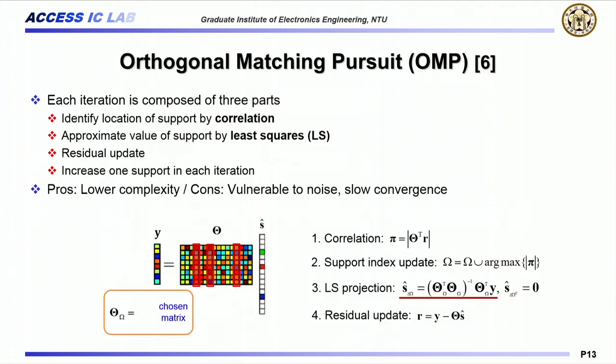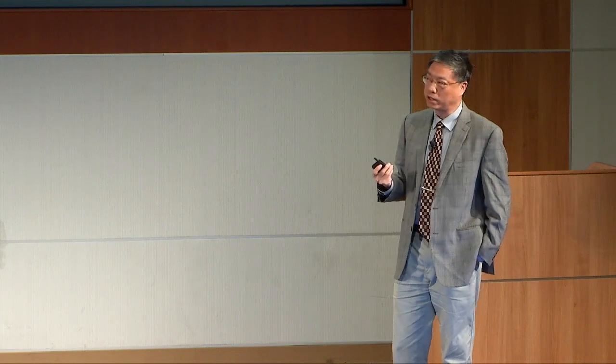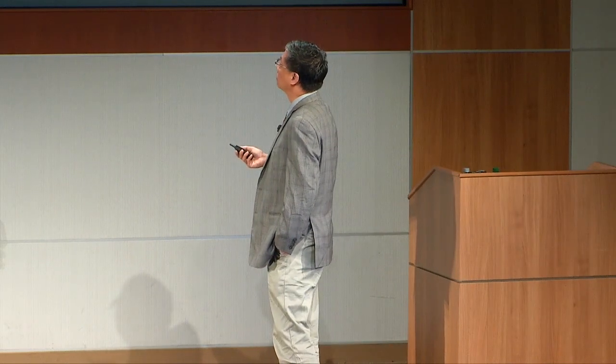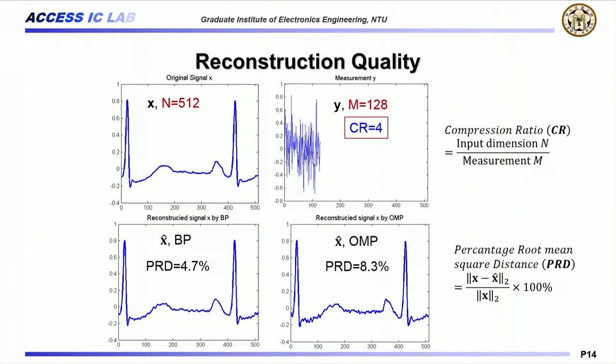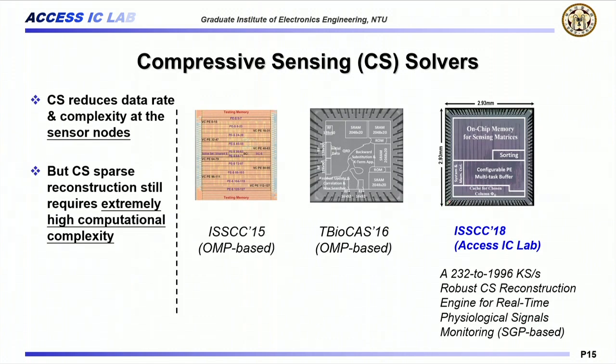I won't go into the detail due to time, but this orthogonal matrix pursuit solves the sparse solution through iterative operations, so it's more suitable for silicon implementation. So this shows the result. For basis pursuit, you can get very good reconstruction quality, but for OMP, the quality is a little degraded, but still it's better for silicon implementation. Therefore, when you see the ICC papers, you always see they were built with the OMP method.